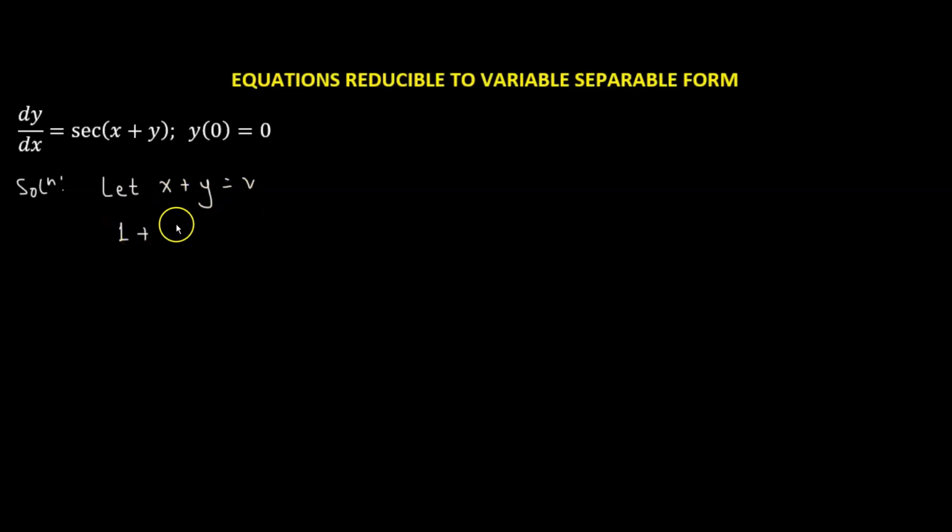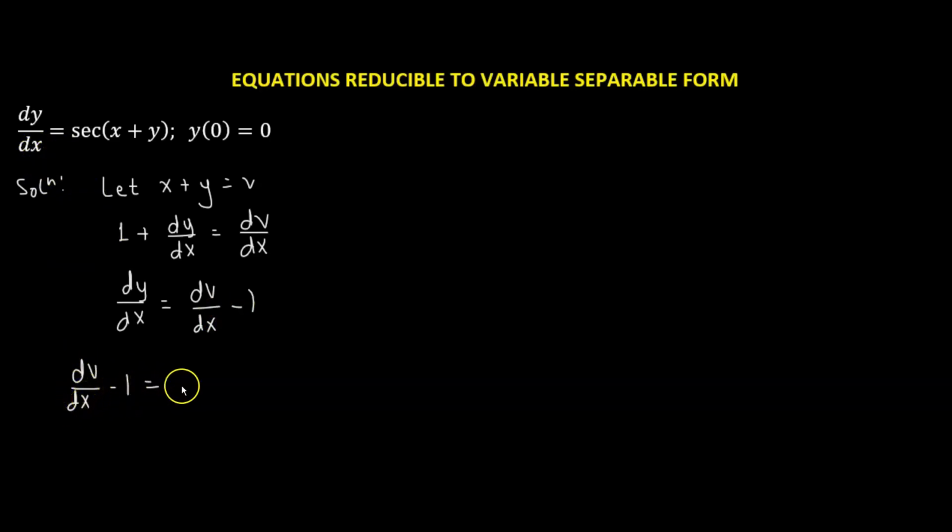So that gives us 1 plus dy over dx equals dv over dx. Then we isolate dy over dx. So dy over dx will be equal to dv over dx minus 1. Now we substitute dy over dx with dv over dx minus 1 into our original differential equation. So that will now become dv over dx minus 1 equals secant of, so we have x plus y, so that becomes v, which is simply dv over dx equals 1 plus secant of v.